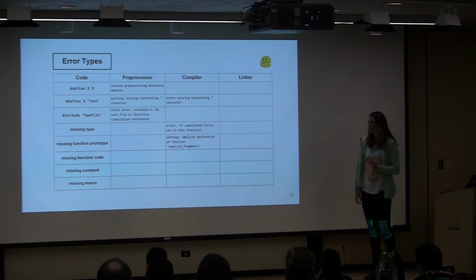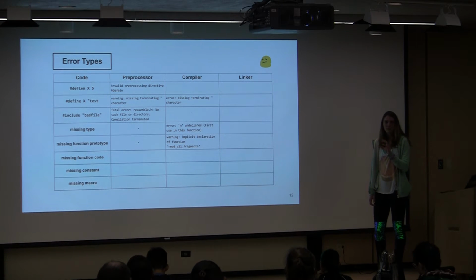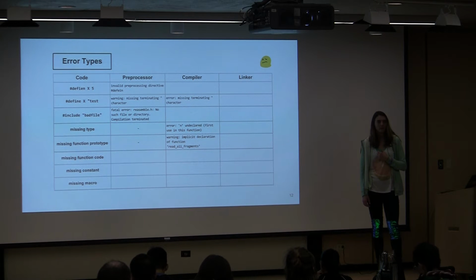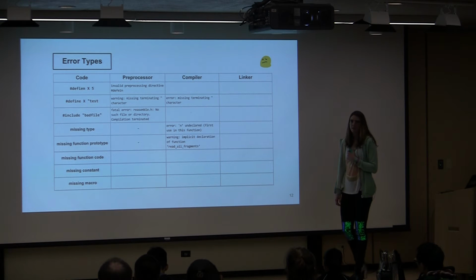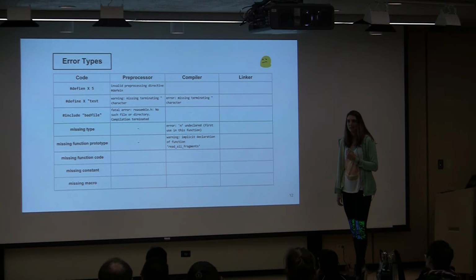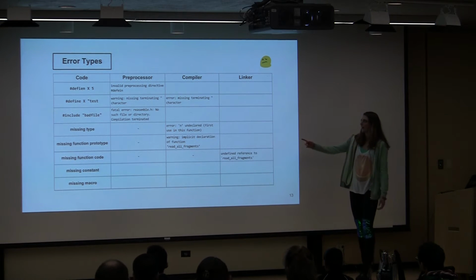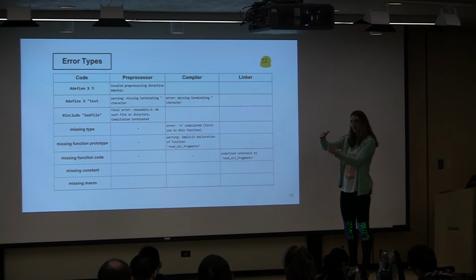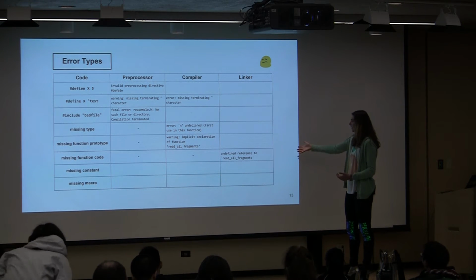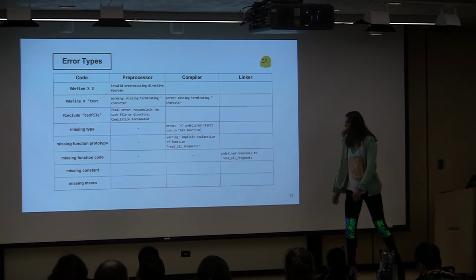The next one I want to talk about is missing function code. We know this wouldn't run. You have a prototype, but that code doesn't actually exist anywhere. Exactly, yeah. So it passes by the preprocessor, passes by the compiler checks that your types match with the prototype, and then it gets to the linker, and the linker is like, there's nowhere for me to go to find that.